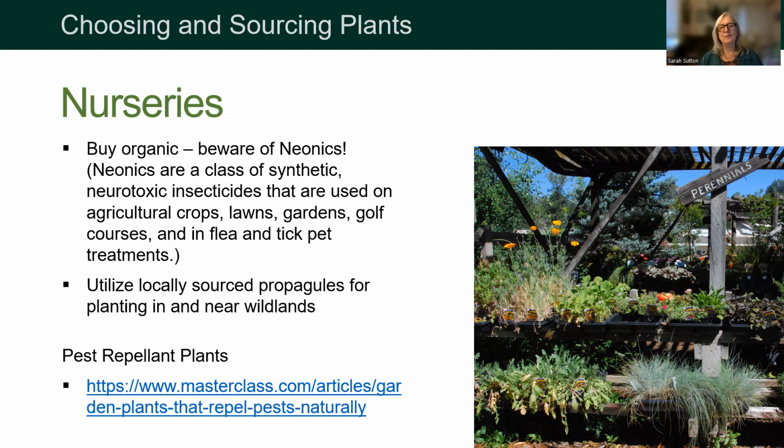And you want to be aware of especially neonics, which are neonicotinoids. They are a class of synthetic neurotoxic insecticide that is used on ag crops and lawns, gardens, golf courses, flea and tick pet treatments. They're often used in landscape nurseries. And the problem is that they get into the plant, and the neurotoxin, if a bee visits the plant or if a bird visits the plant, they can be exposed to the neurotoxin as well. And there are articles that are concerned that this neonicotinoid issue is one of many reasons that we have bee colony collapse.